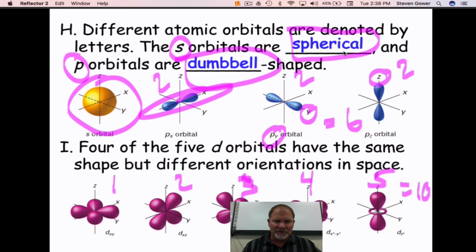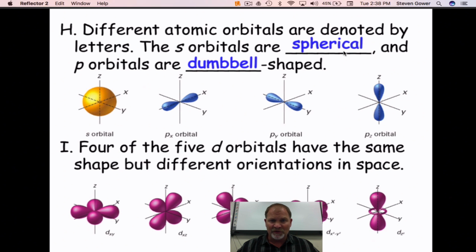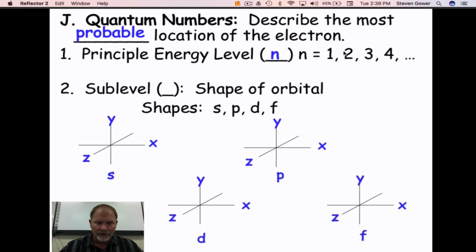I won't go after the shape of D, nor will I go after the shape of F. To see the shape of F, you need to look at it online. For the F, there are 7 possible orbitals, and you'll see them as a 3-dimensional structure. So we'll talk about the quantum numbers.